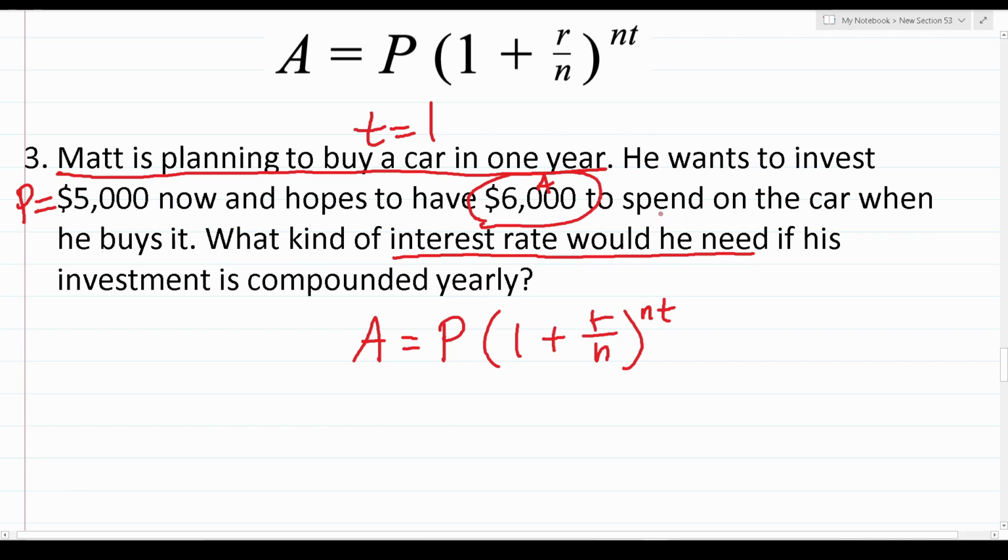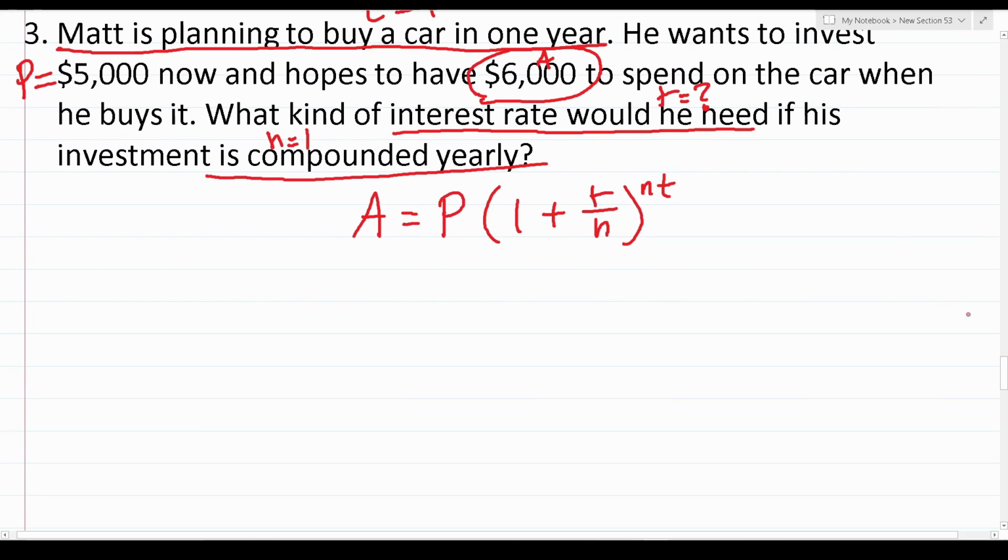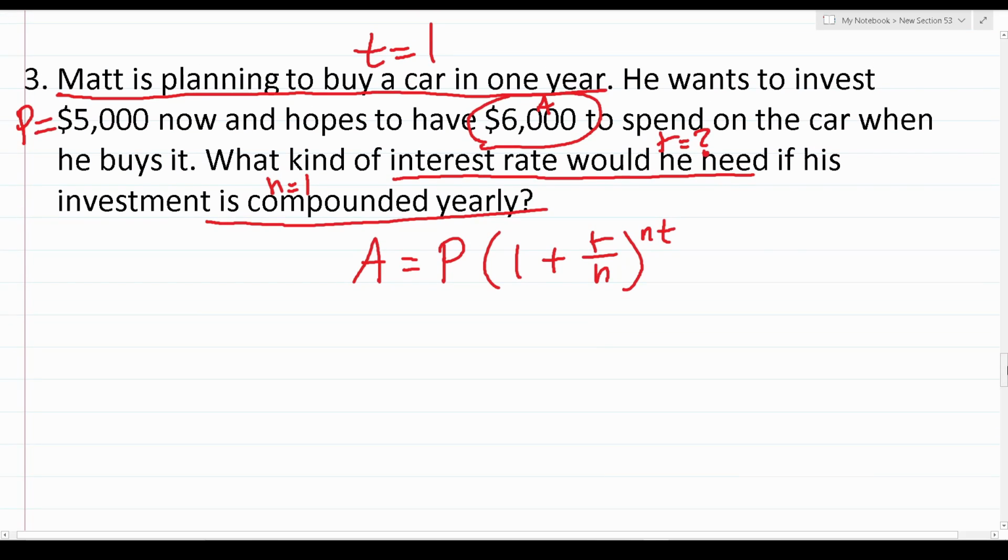When he buys it, what kind of interest rate would he need? So in this case, we're being asked to solve for R. We don't know what R is. And finally, we're told his investment is compounded yearly. Yearly is the same thing as annually, so that means one time per year. So in this case, we know N is 1. All right, so with all those things identified, let's go ahead and work this problem out. We know what A is. He wants A to be $6,000. We know he's investing $5,000 in the account.